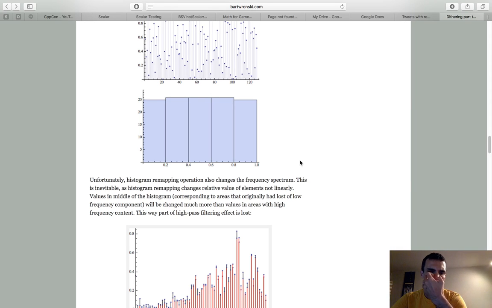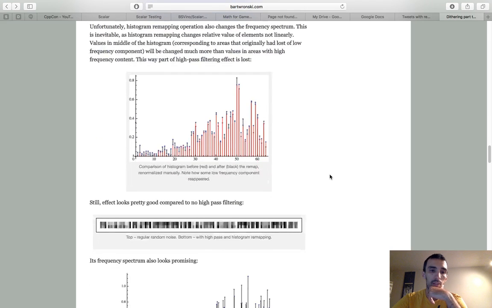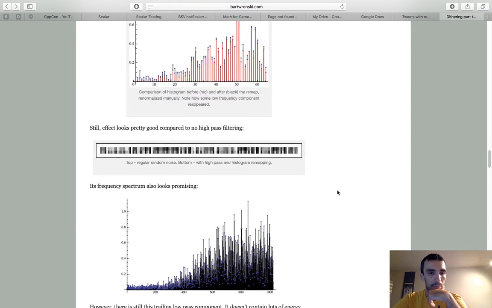Unfortunately, the histogram remapping operation also changes the frequency spectrum. This is inevitable as histogram remapping changes the relative value of elements non-linearly. Values in the middle of the histogram, corresponding to areas that had originally lost a lot of low frequency, will be changed much more than values in areas with high frequency content. So part of the high pass filtering effect is lost. But still, it looks pretty good.